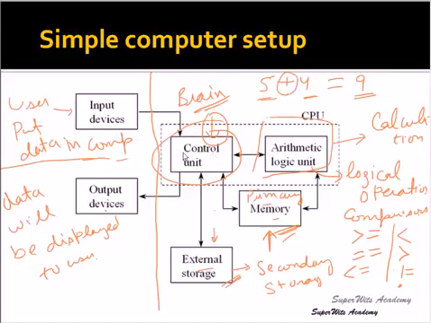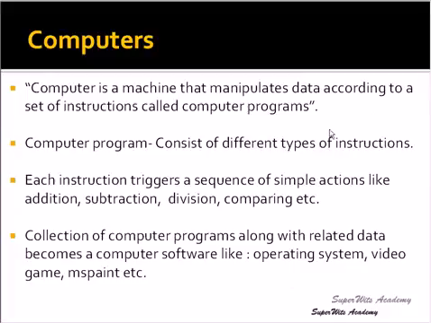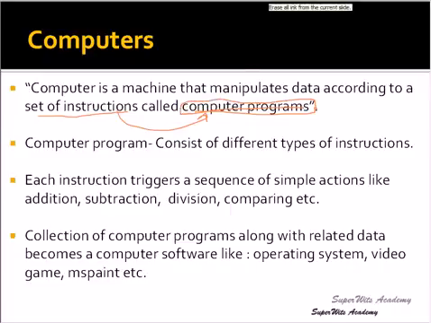You need to remember that the control unit is responsible for sending all these instructions to the arithmetic and logical unit, depending on what type of instruction it is. So overall, if I want to summarize, a computer is basically a machine that manipulates data according to a set of instructions. These sets of instructions are called computer programs, which you may have heard about in day-to-day language.